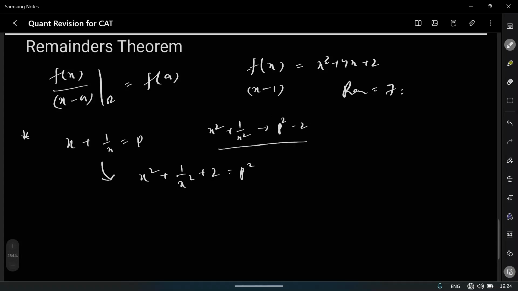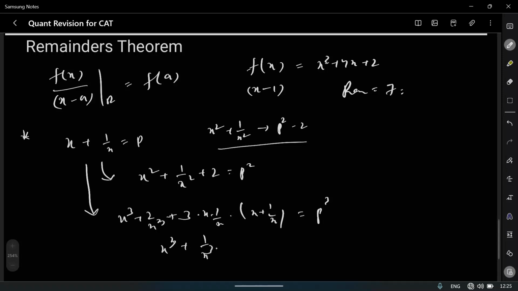Okay. So what if we are cubing this? x cube plus 1 by x cube plus 3 into x into 1 by x into x plus 1 by x equals p cube. Okay. x cube plus 1 by x cube equals p cube minus 3p.